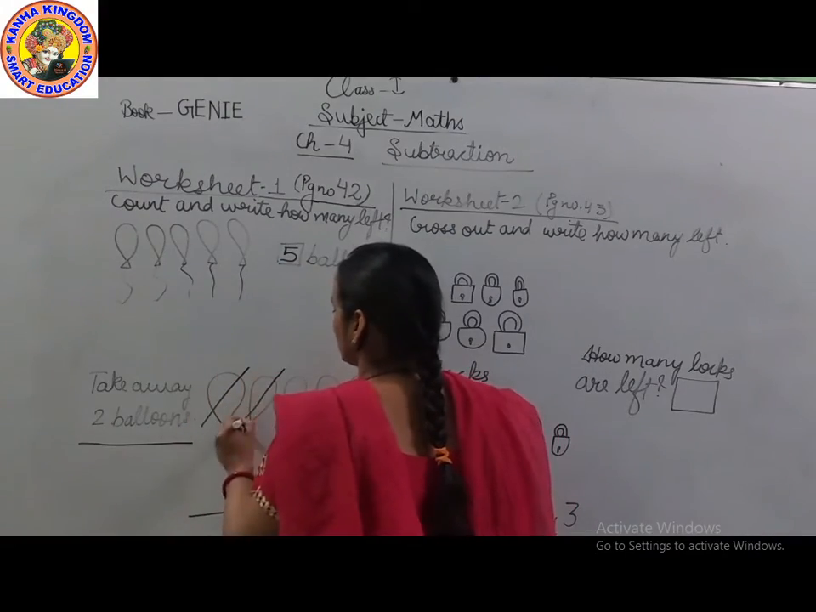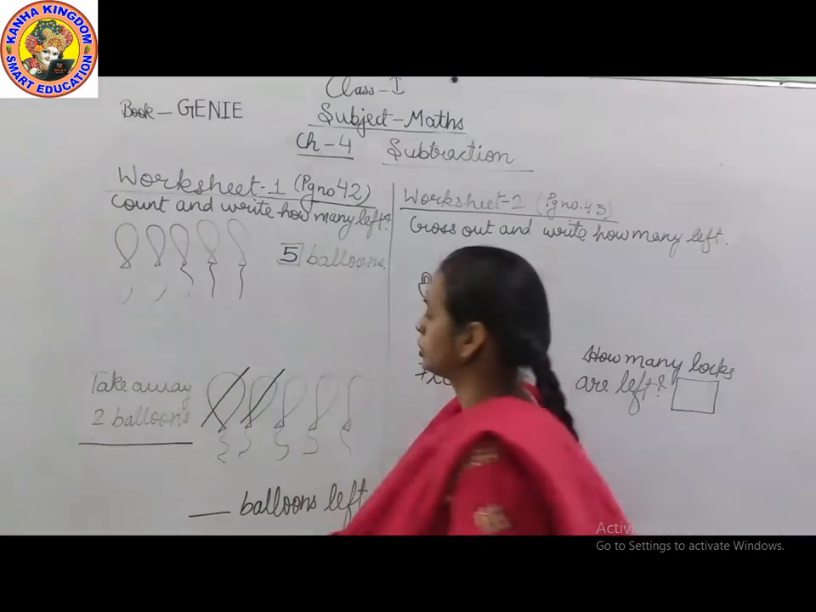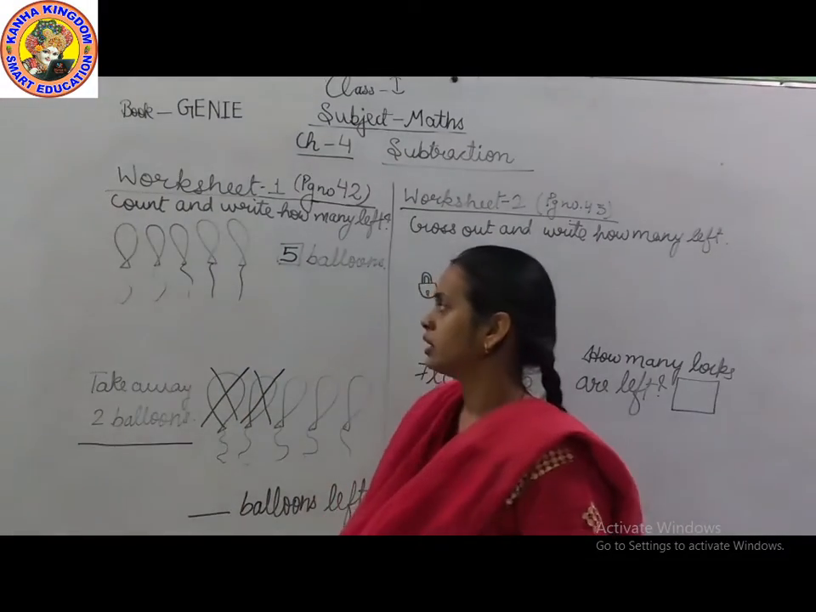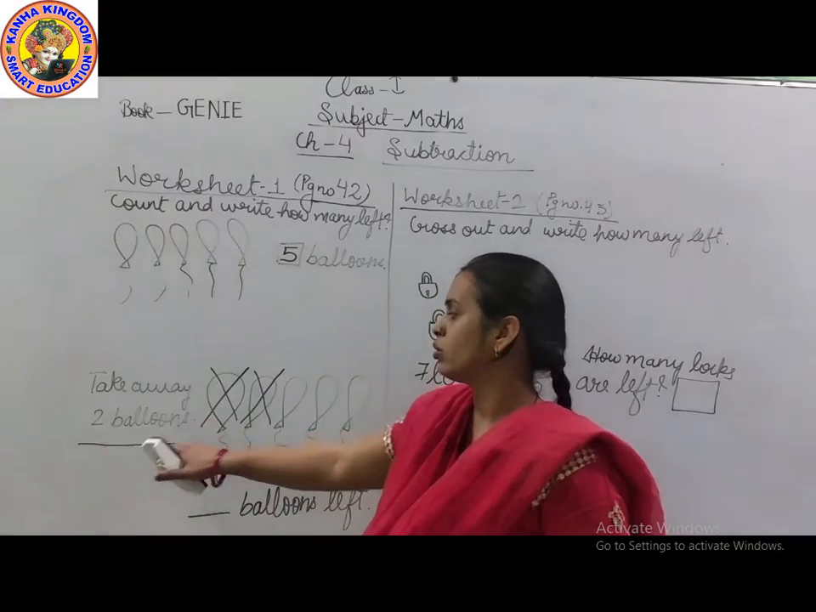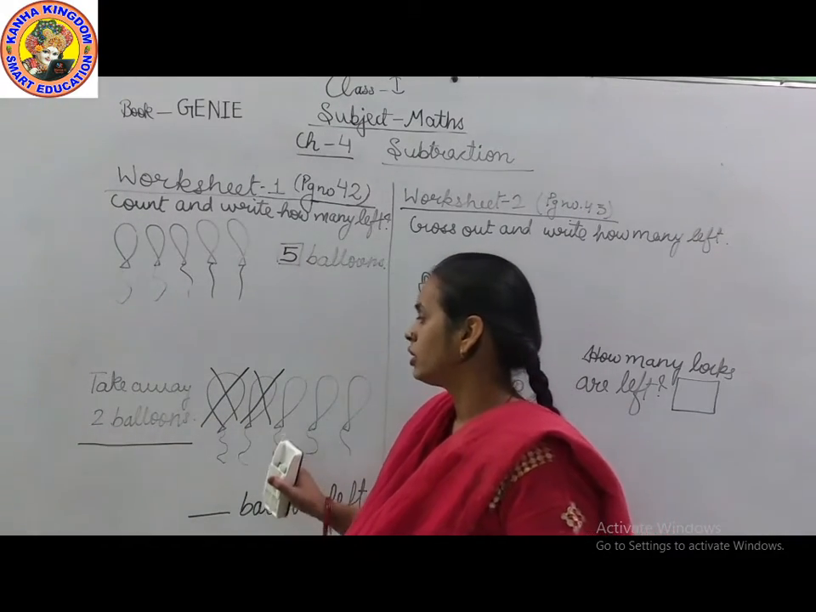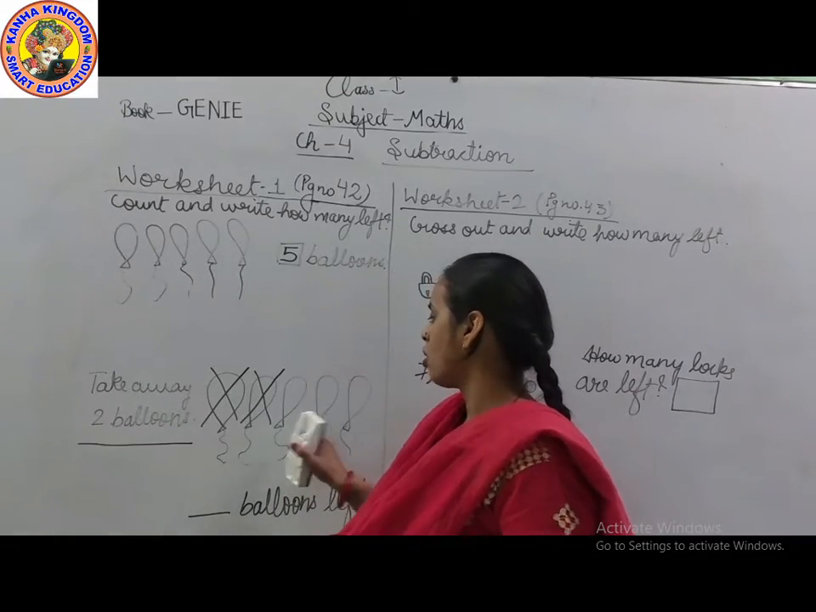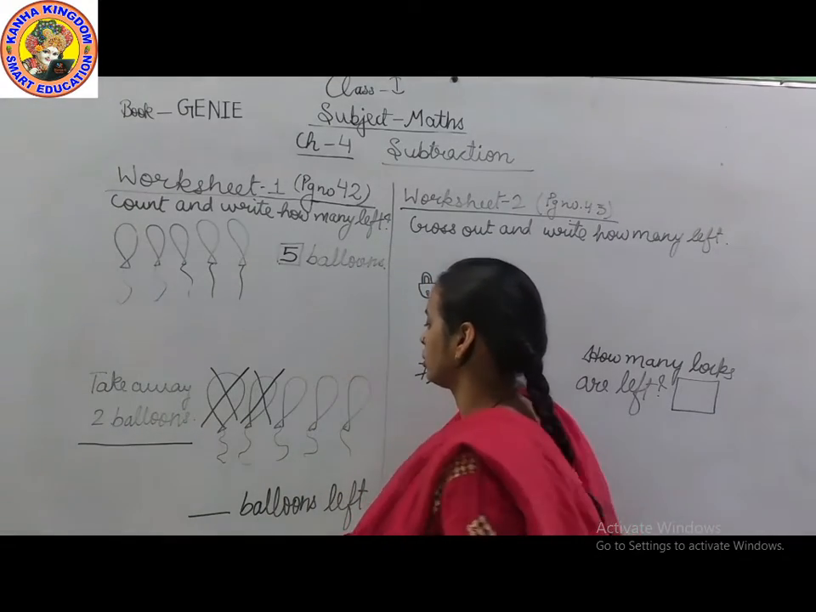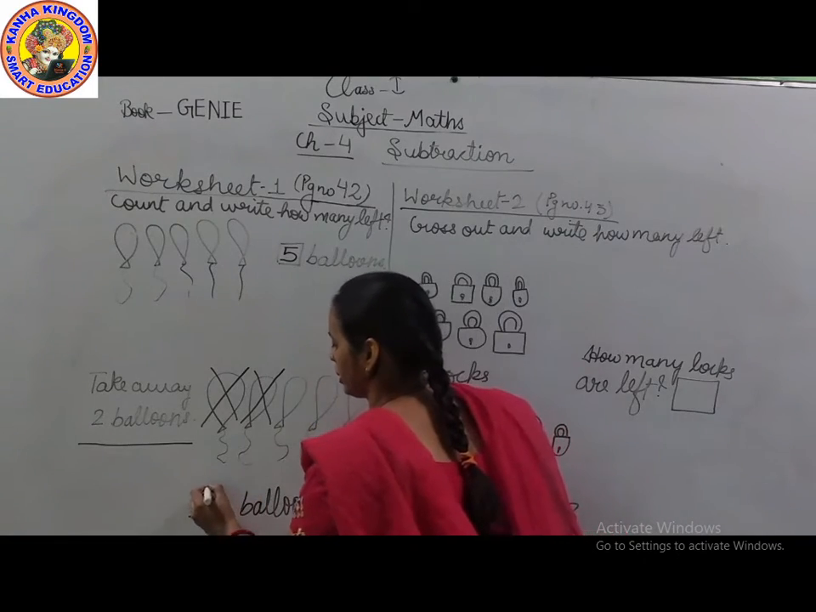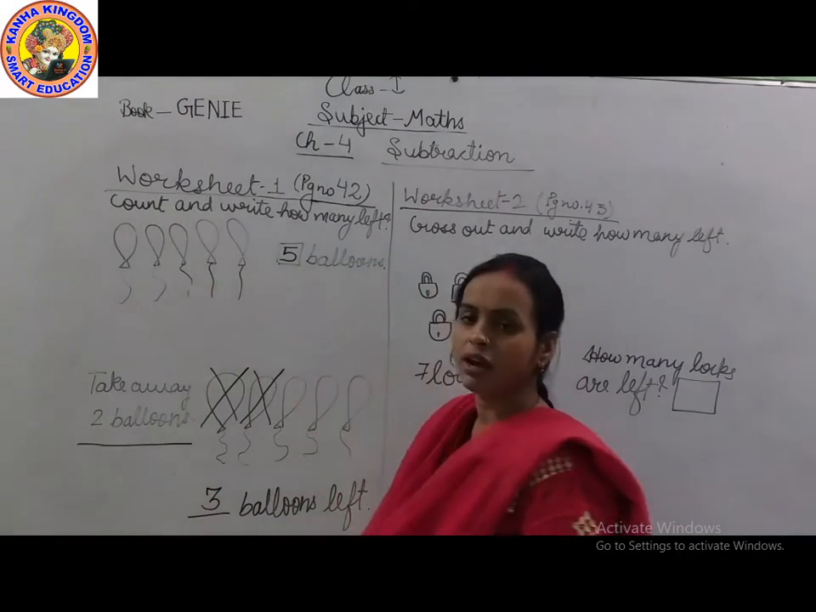So 1, 2. So we cross 2 balloons. Take away 2 balloons from 5. Now, after take away 2, how many balloons are left? So 1, 2, 3. 3 balloons left.